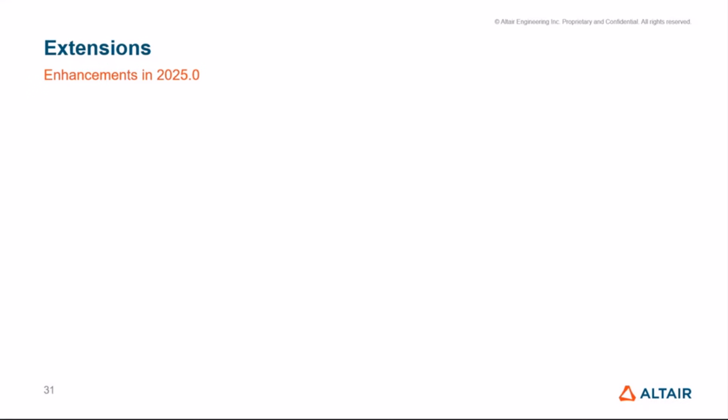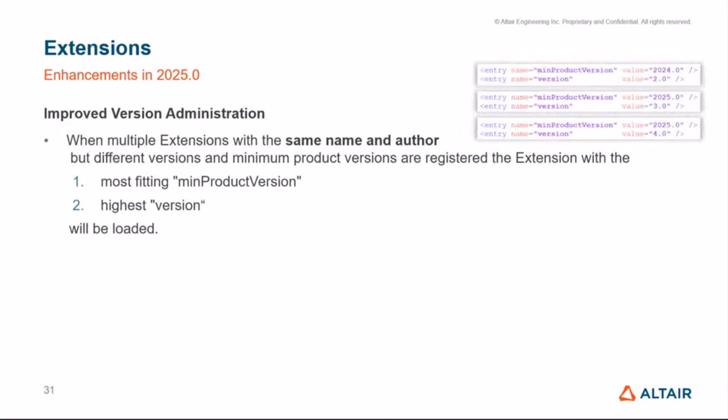On the extension side, there are a few enhancements which we would like to make you aware of. We improved the version administration, which means until 2024.1, essentially, if you had multiple versions or iterations of the same extension, and by same extension, we mean an extension with the same name and same author, and you wanted to use potentially multiple versions across multiple versions of the actual application, HyperMesh, HyperView, you had to manage them manually.